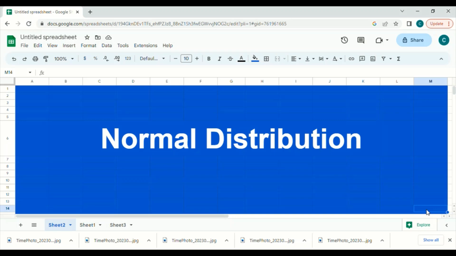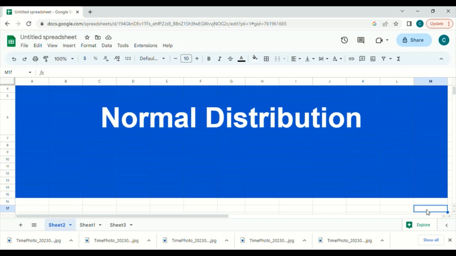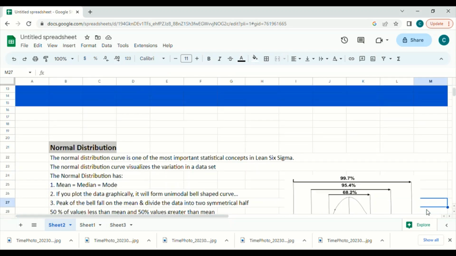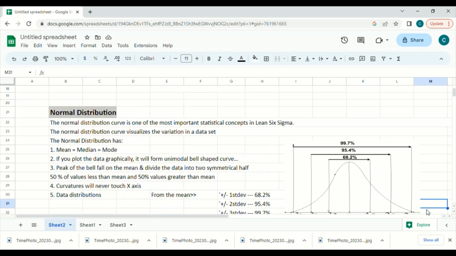In this video, I'll tell you about the characteristics of the normal distribution, and I'll give you a small example where I'll tell you how to calculate mean, standard deviation, and the Z-score with the help of normal distribution. So let's see the characteristics of the normal distribution first.